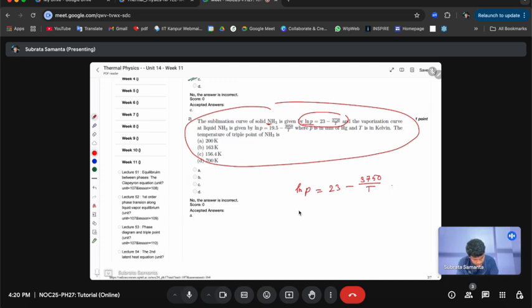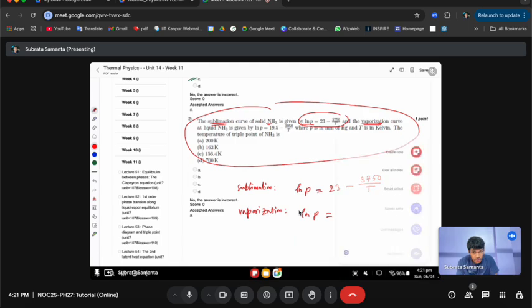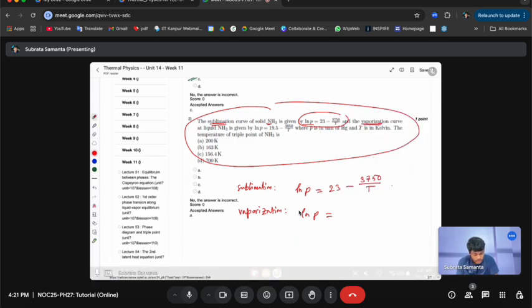This one is the sublimation curve, and the second one is the vaporization curve. So this is basically ln P equals 19.5 minus 3050 over T.